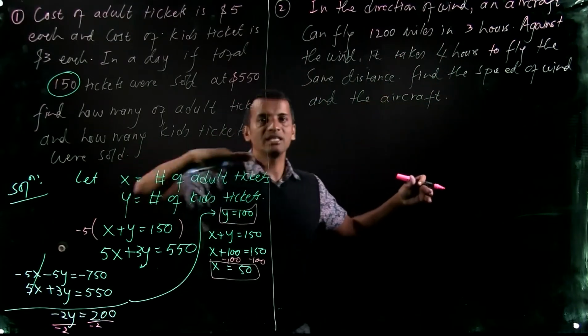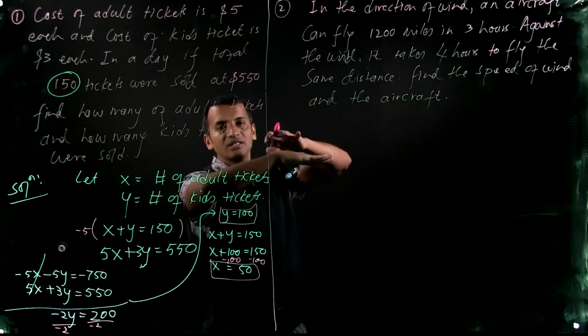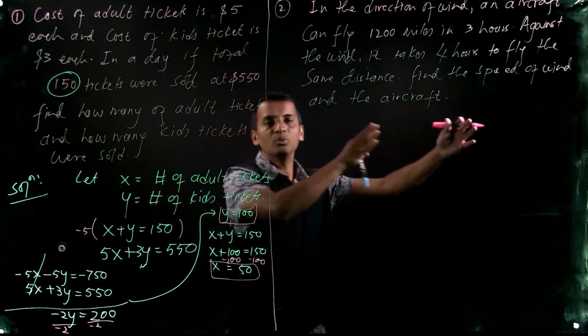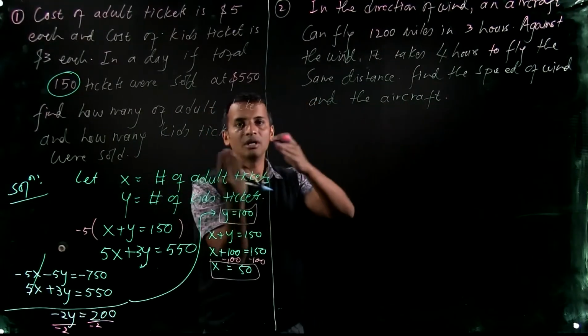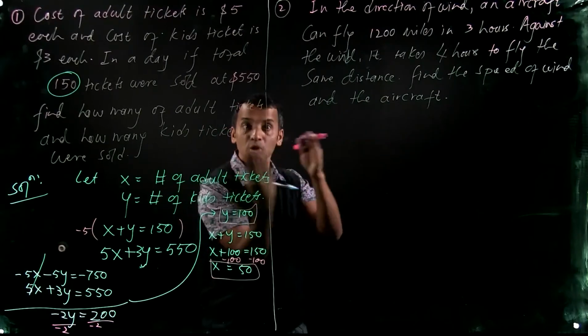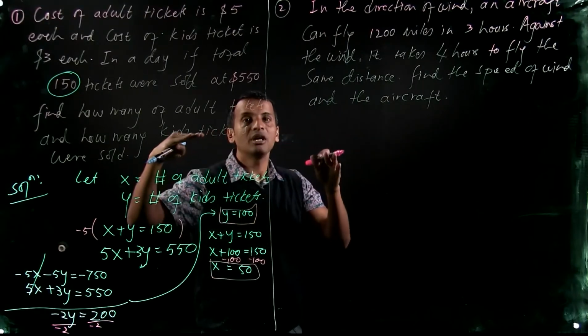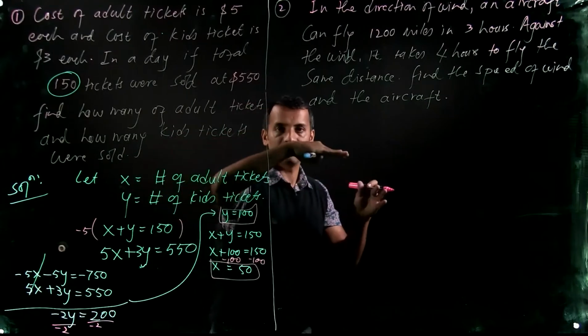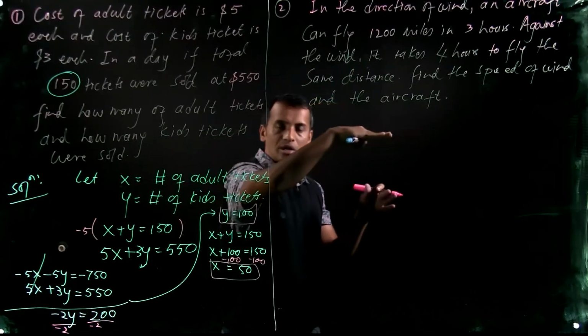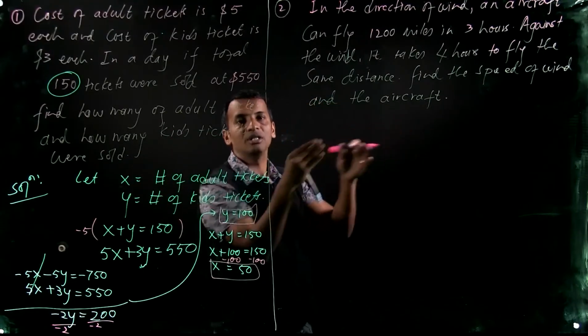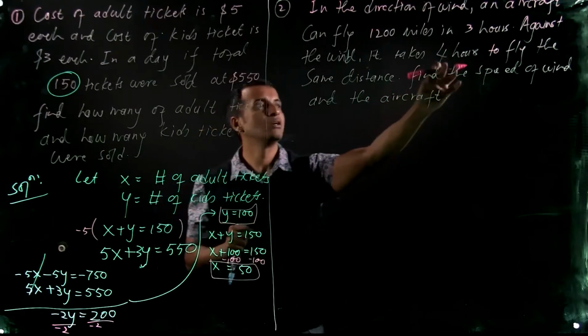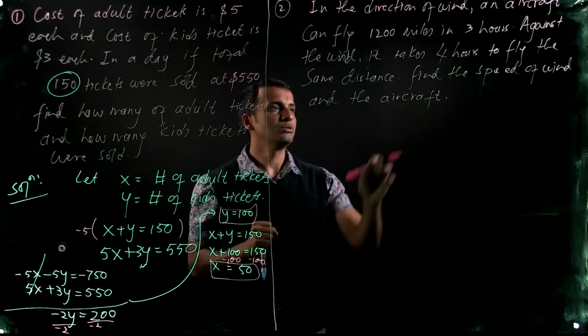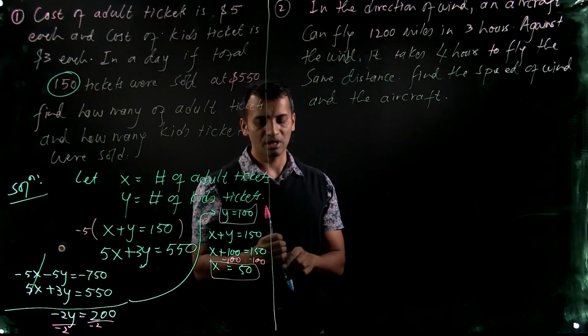So if the aircraft is flying in this direction and the wind is flowing in this direction, then the wind will try to push the aircraft back. But the aircraft has a bigger speed, so it will go forward anyway, but at a lesser speed. That's why it takes 4 hours. Okay, so you want to find the speed of the wind and the speed of the aircraft.